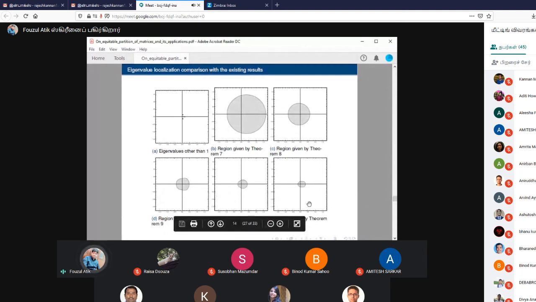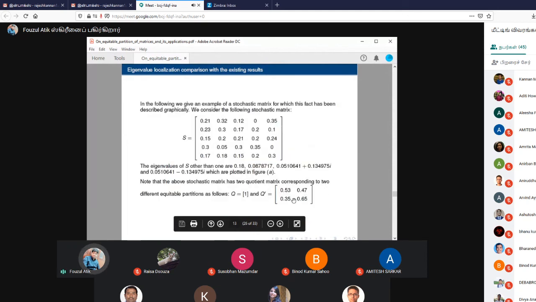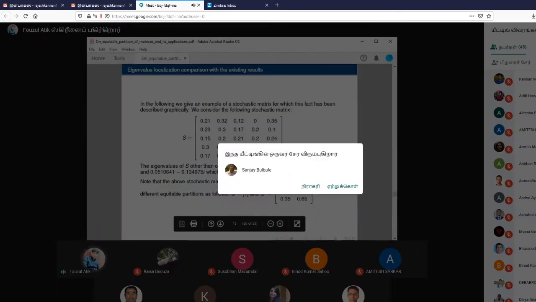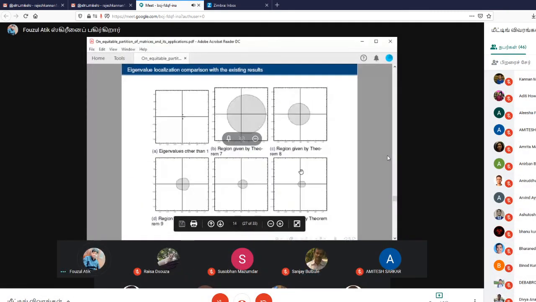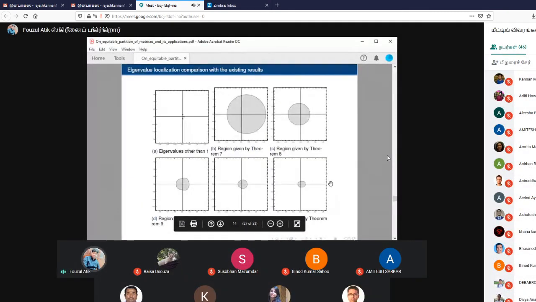And also for this matrix, we said that it has another equitable partition. So if we leave out one eigenvalue 1 and another one 0, 1, 2, and if we consider only these 3 eigenvalues, then according to the general equitable partition result, we can say that the eigenvalue will lie within this smaller region. Now can you see how much smaller a region we are getting by applying this result? So in this way, these results are helpful.